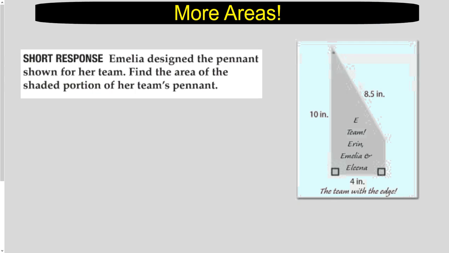Okay. Here's another one. Amelia designed the pennant shown for her team. Find the area of the shaded portion of her team's pennant. So basically, we're looking for the area of the gray shape over here. We know that one of the bases is 10 inches. I don't know the other base, and I know that the height is going to be 4 inches. I know it's the height because it is the perpendicular distance between those bases. This 8.5, while it might be helpful to us, is not a useful measurement for finding the area.